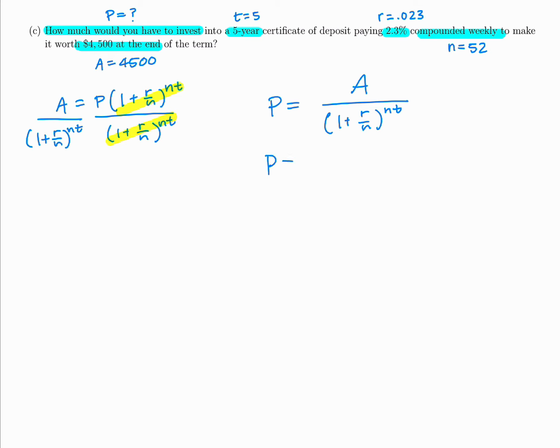So P equals A, which is 4,500, over 1 plus R over N, so 0.023 over N, which is 52, to the N times T, so 52 times 5. And if we put this in our calculator, we get $4,011.25.